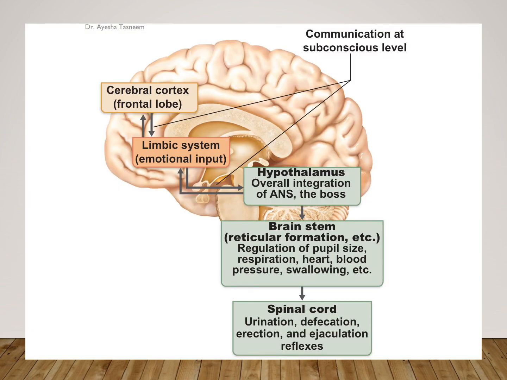Here is a schematic diagram of the control of the autonomic nervous system. Here you can see there is a two-way activation and inhibition from the cerebral cortex to the limbic system, and the limbic system may activate or repress the hypothalamus, that in turn activates the ANS, while it stimulates or downregulates the brainstem, and finally the spinal cord.